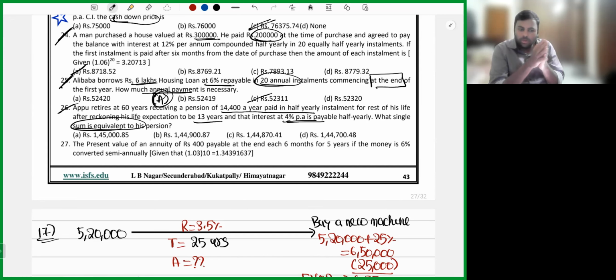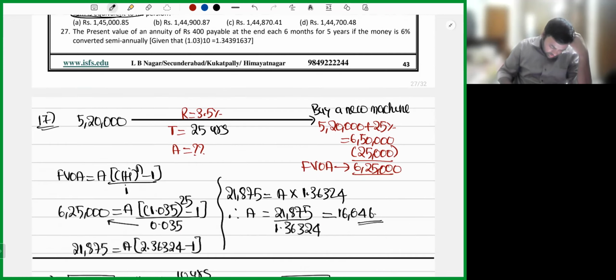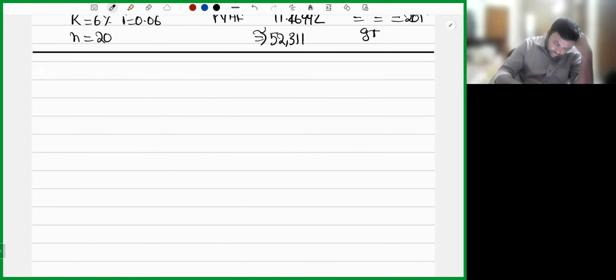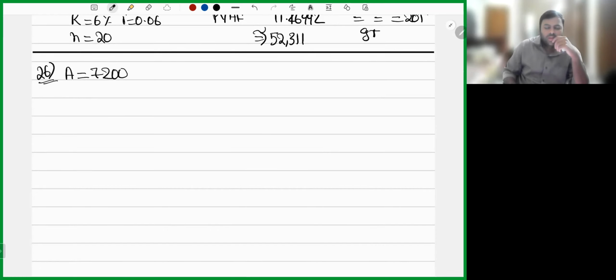In that case also, you will be doing present value of annuity itself. Since the question didn't say anything, it will be an ordinary annuity. Simple, game over. Let's do it. Why think too much? Question number 26. Appu retires at 60 years, receiving a pension of 14,400 paid on a half yearly basis. So paid on an annual basis it is 14,400, so 7,200 paid on a half yearly basis. After reckoning his life expectation to be another 13 years.